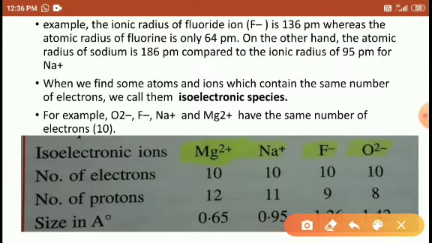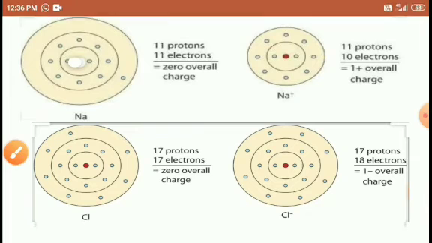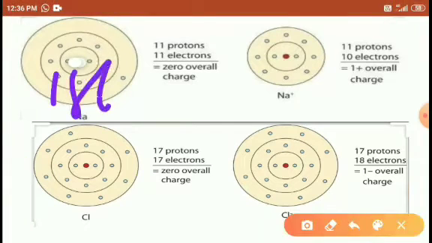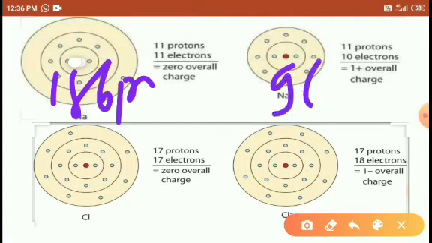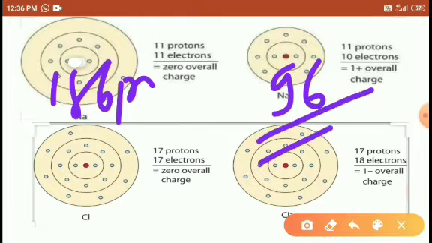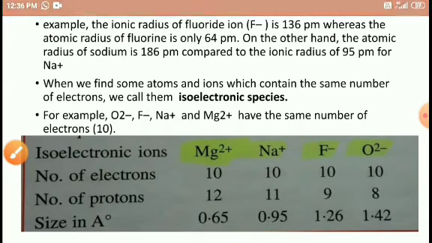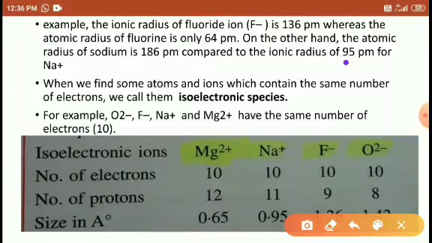Similarly, the atomic radius of sodium is 186 picometer and the ionic radius is 95 picometer. It is 186 picometer and this is 95 picometer. Why does the size decrease? Because one electron is removed. After removal of one electron, the remaining surrounding electrons are closer to the nucleus. So that's why its size decreases from 186 to 95 picometer. Right, students?